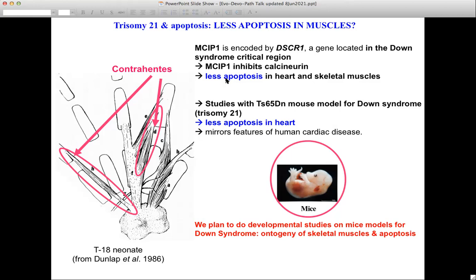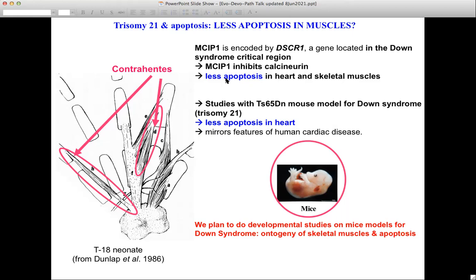So what some of my colleagues think is that because people with Down syndrome have 3 copies of chromosome 21 and not only 2, they have even less apoptosis than normal. What is less apoptosis? Less cell death. And so these muscles that should die during normal development, in early stages, do not die until much later stages or even adulthood.